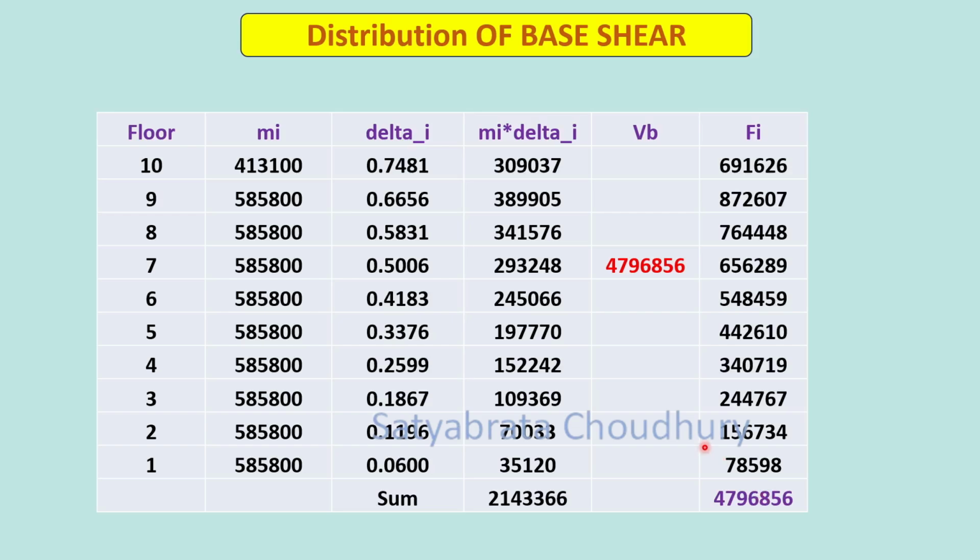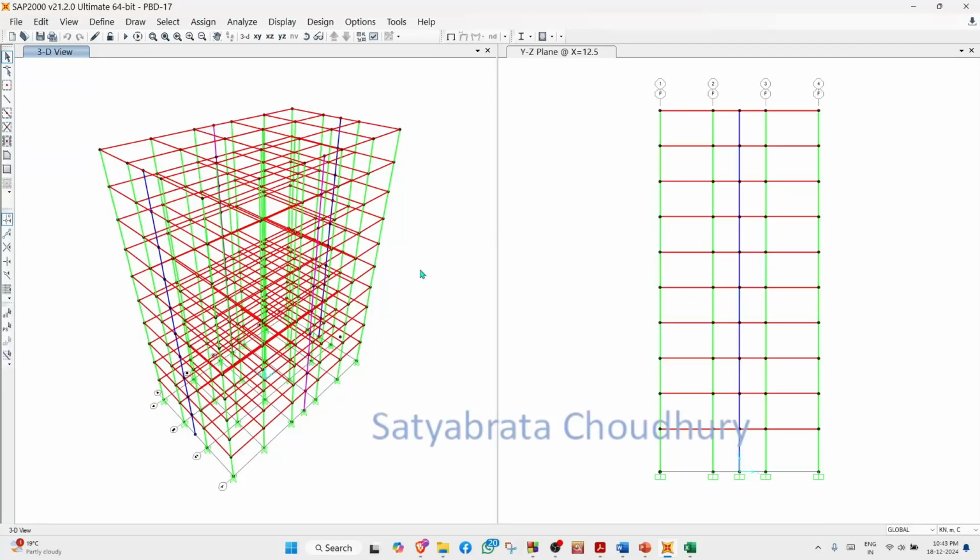In the immediately previous video, PVD 16, we had made a mistake in this tabulation. We had put HI here and MIHI, so it was wrong. It should be delta I and MI star delta I.